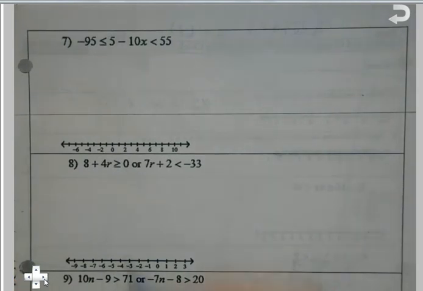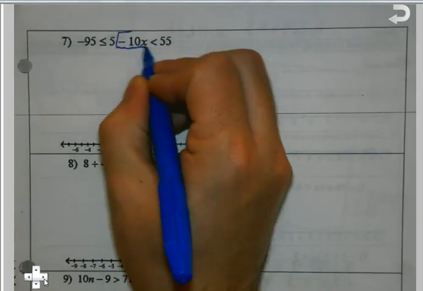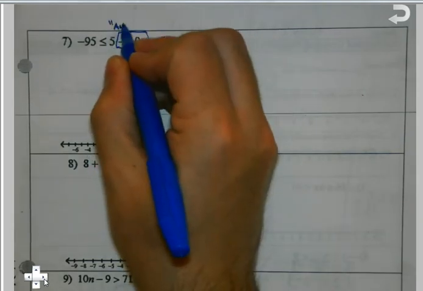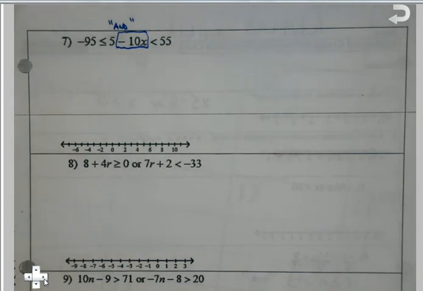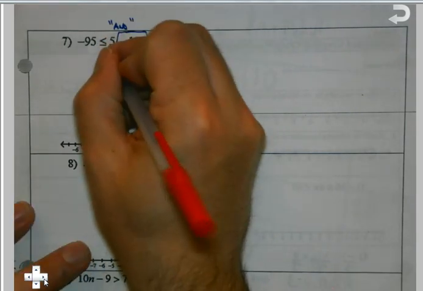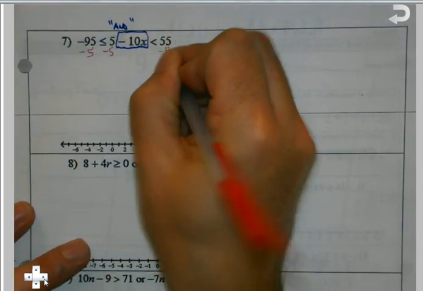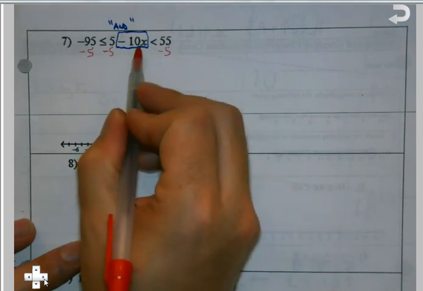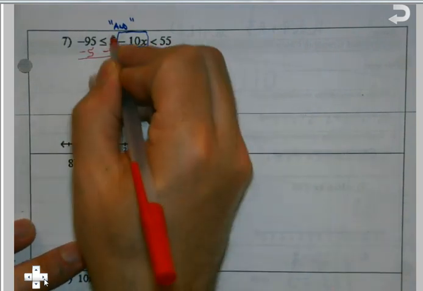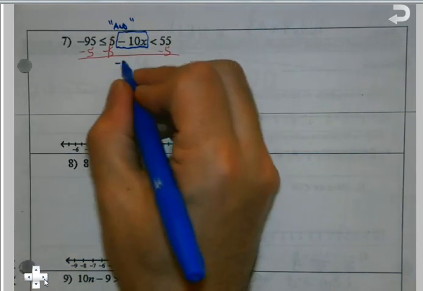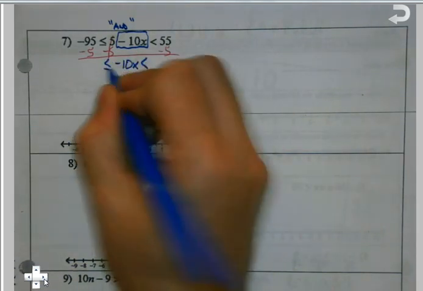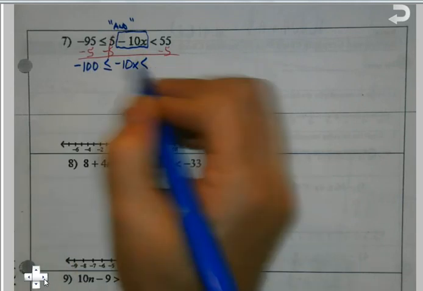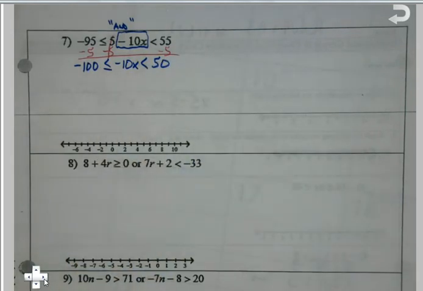Now, 7 is a little more interesting because my first job, and this is an and, because of the compound, is to get negative 10x by itself. So how do I undo a positive 5? Minus. And I got to do it to all three parts when I see the arrows in there. I don't do it to the minus 10 because that's included here in the middle. So those will wipe out. So I still got negative 10x in the middle. Negative 95 minus 5 is negative 100. And that's going to be 50.